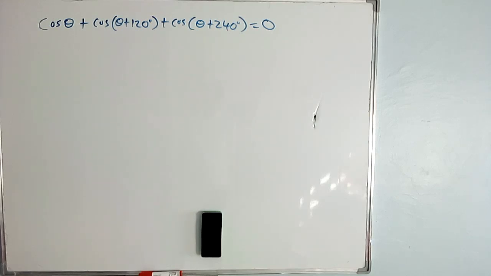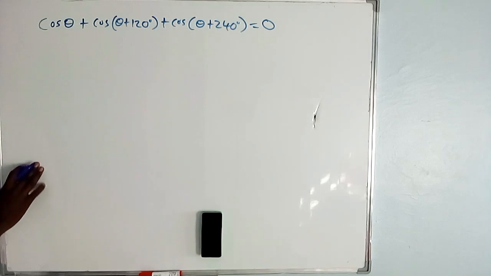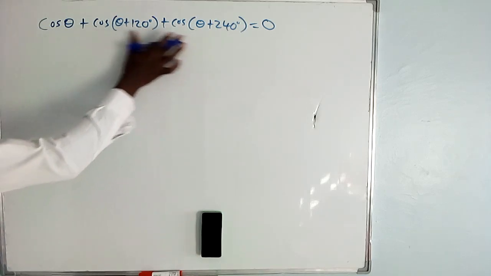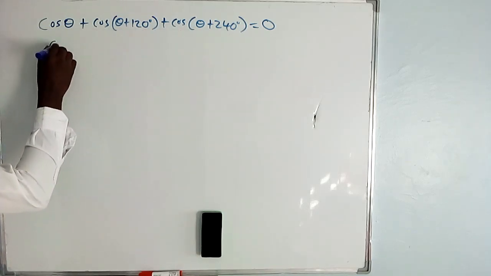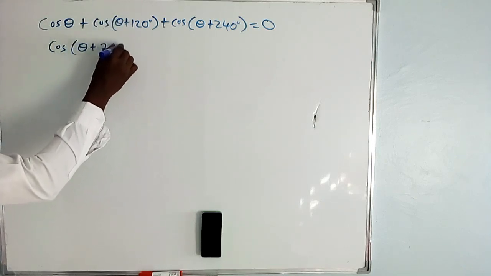So we've been given cos theta plus cos(theta plus 120 degrees) plus cos(theta plus 240 degrees) is equal to 0. Now the first step is to get rid of those sum angles, isn't it? So the first term here, cos theta, is okay. You go to the second term, which is cos(theta plus 120).